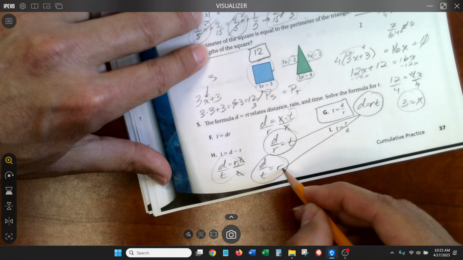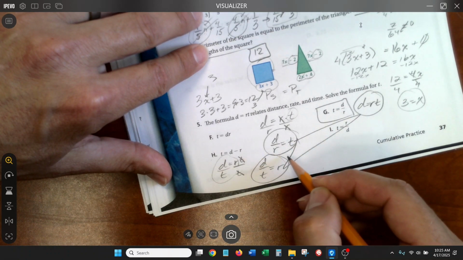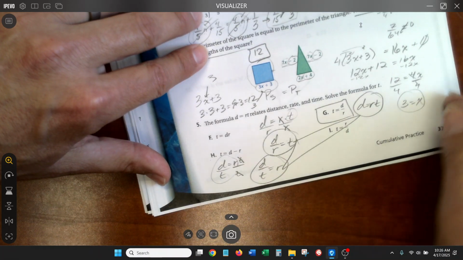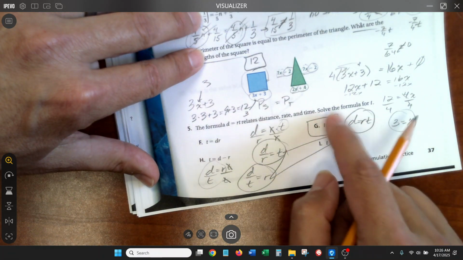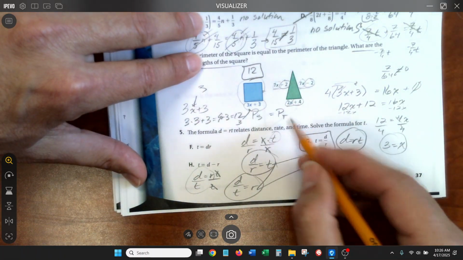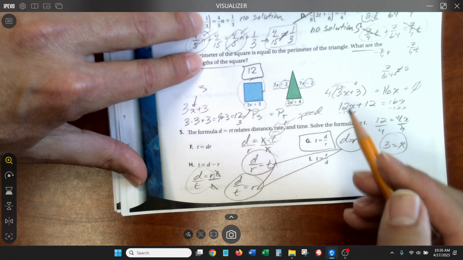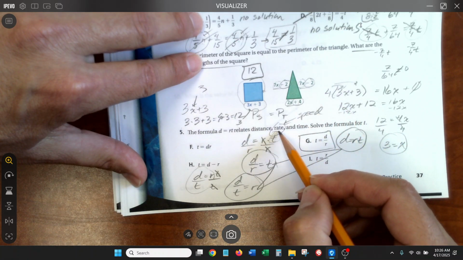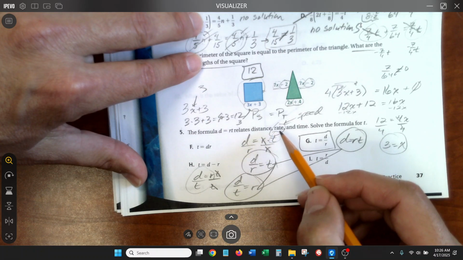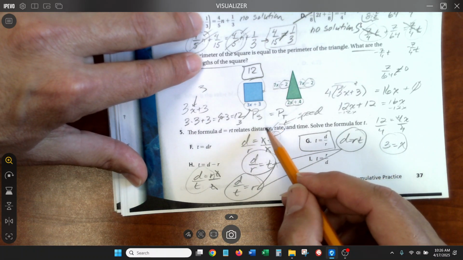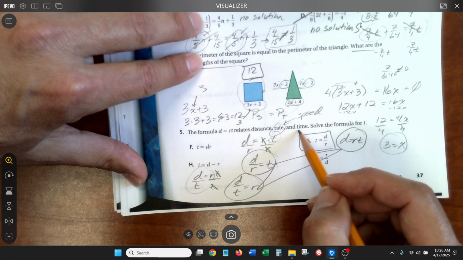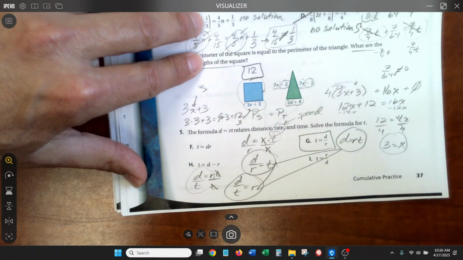So if you have any two, you can solve for the third in distance, time, and rate equations. Remember, rate just means speed. Speed is a rate. A rate is a ratio, and when the ratio is distance divided by time, that's a speed.